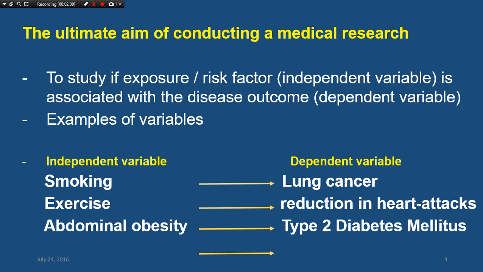Reduction in heart attacks is related to exercise. So the dependent variable is reduction in heart attacks and independent variable is doing exercise. Type 2 diabetes mellitus is dependent on abdominal obesity, which is the independent variable.